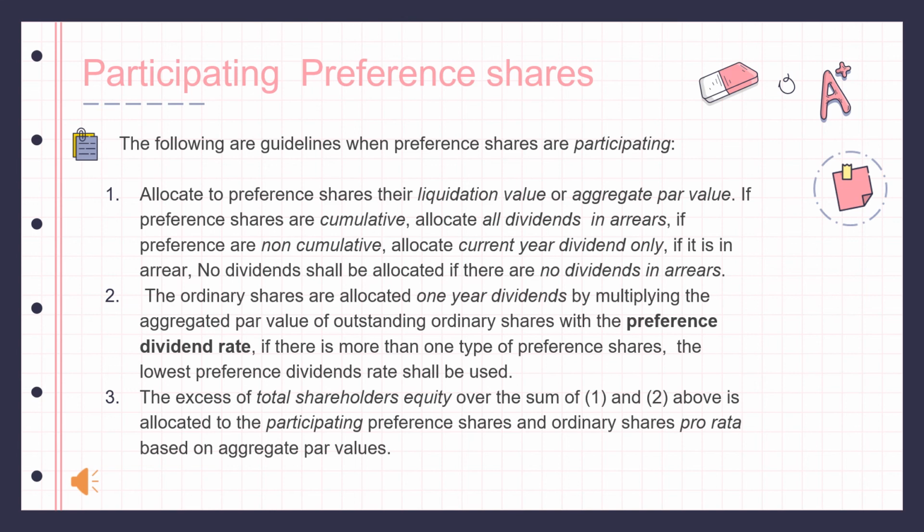Number 2, ordinary shares are allocated 1-year dividends using the lowest preference dividend rate. Number 3, yung balance ng participation ay allocated to the various classes of shares pro rata based on aggregate par value.